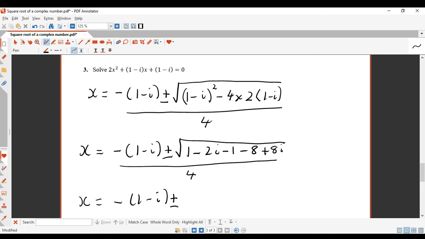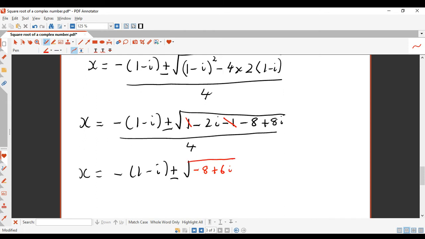So that is going to tidy up a little bit to this. Square root. Now obviously the 1 minus 1 goes. So 1 minus 1, see you later. And then we've got minus 2i plus 8i, which is 6i, and negative 8. So we've got negative 8 plus 6i inside the square root. And then that's all over 4. There we go.